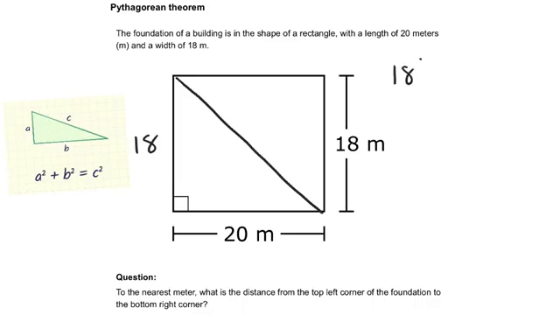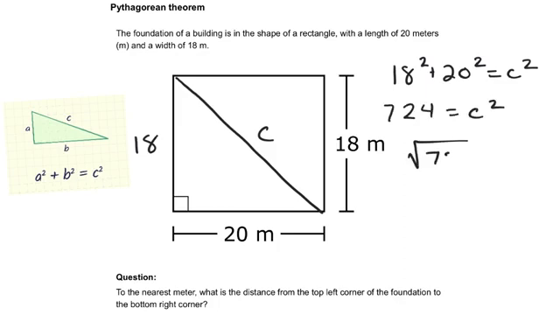18 squared plus 20 squared equals c squared. 724 equals c squared. So now to get rid of the squared, we need to use the square root. Find that on your calculator. You're going to need to use the second button. Second square root of 724 equals 26.907, so about 27 meters is my hypotenuse.